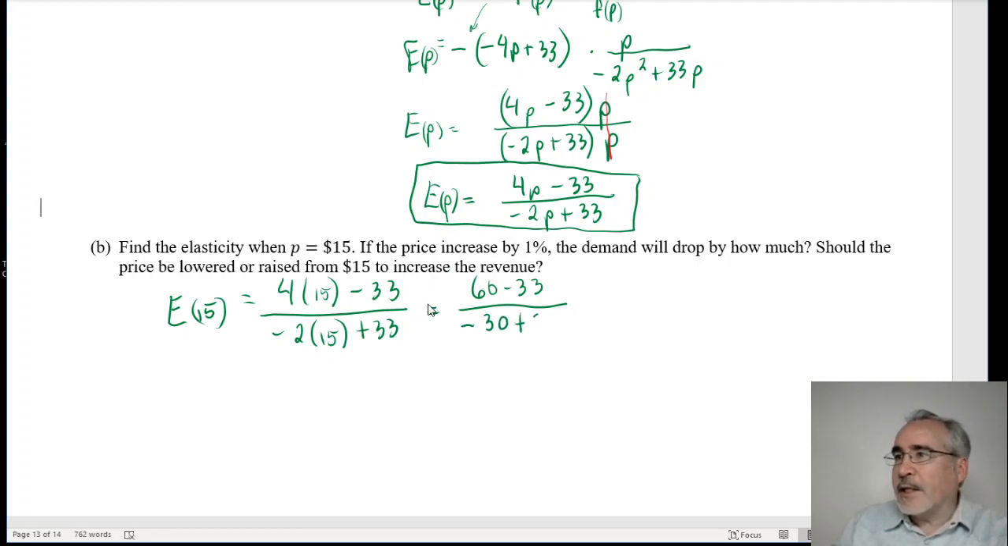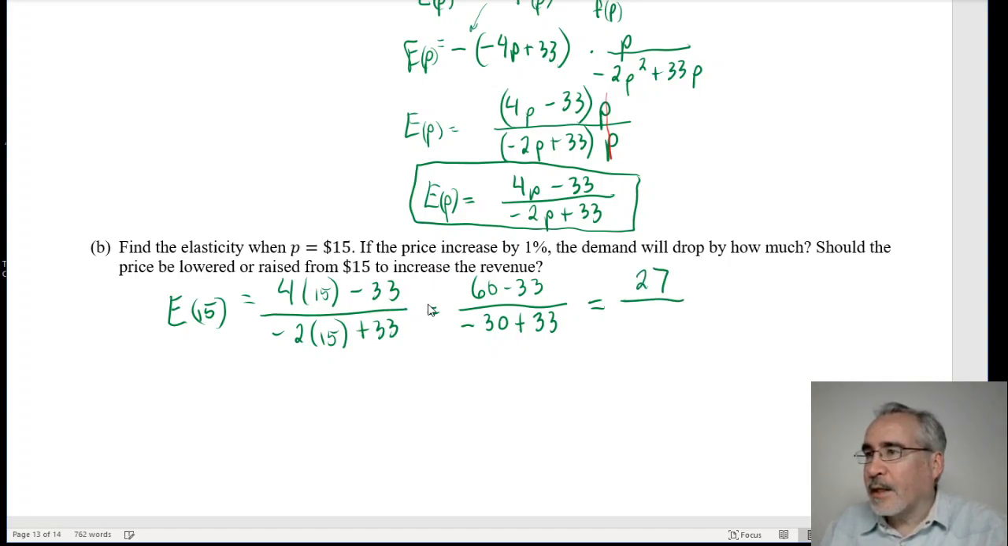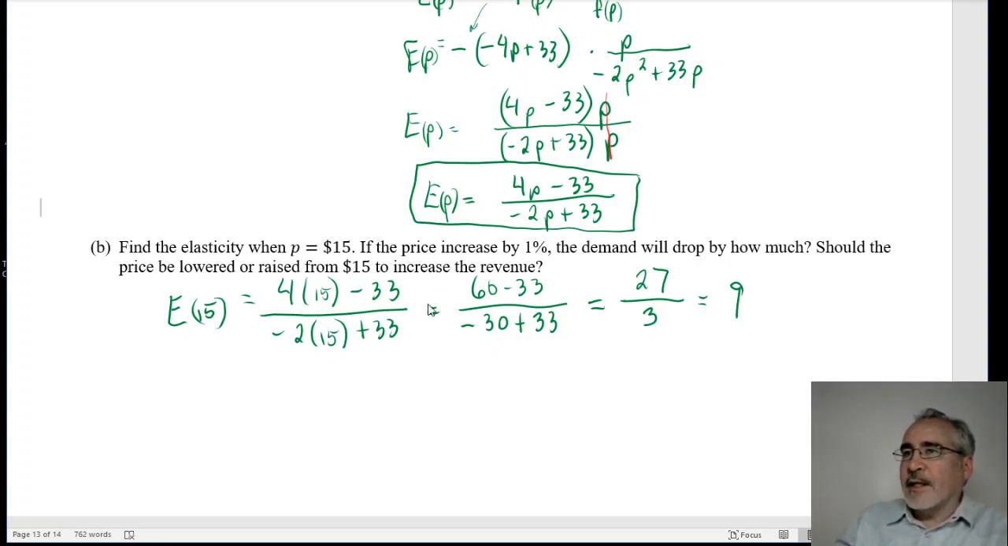plus 33. There's a similar one we did in class today that I changed to 30 instead of 33, but I think I'm okay so far. So this 60 minus 33 is 27. This negative 30 plus 33 is 3. 27 divided by 3 is 9. So that means that, what does that mean? It means that the elasticity of demand is 9.